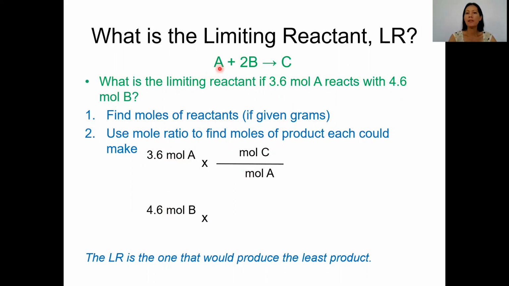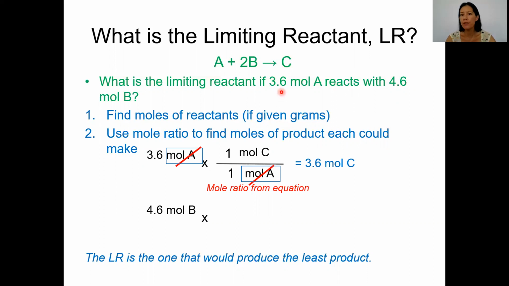To go from A to C, the only way you could do that is mole ratio, which is 1 to 1. And that gives me 3.6 moles of C. So what that tells you is if I could react all of this A, I could make this much C. But I don't know if I could react all of A, just like the skateboard example, I don't know which one's limiting. So I need to look at how much B can make.